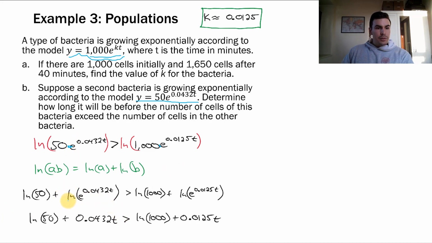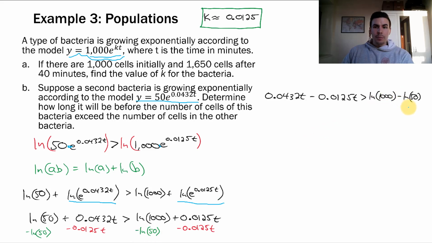These are going to simplify to just the exponent, our terms with our e in it, our Euler's number. Then we can go ahead and get all of our values with t onto one side and all of our values without t on the other side. So I'm going to subtract 0.0125t on both sides, and I'm going to subtract natural log of 50 from both sides. And this is what we end up with.